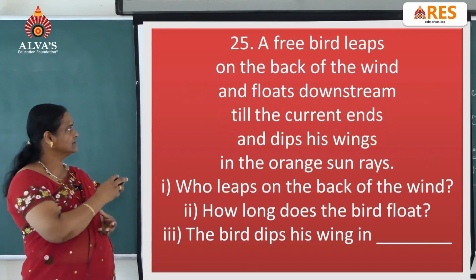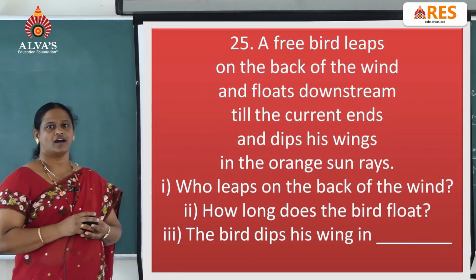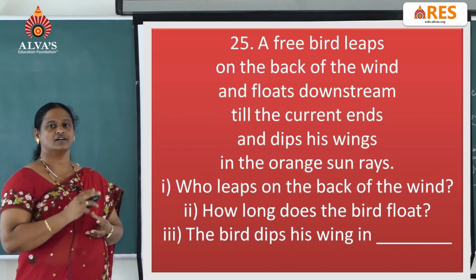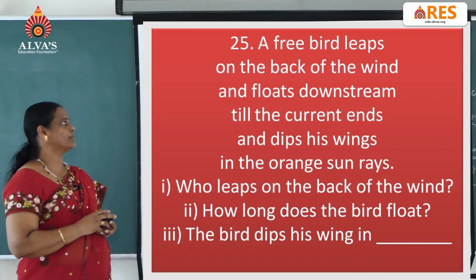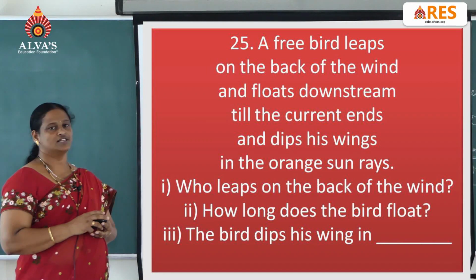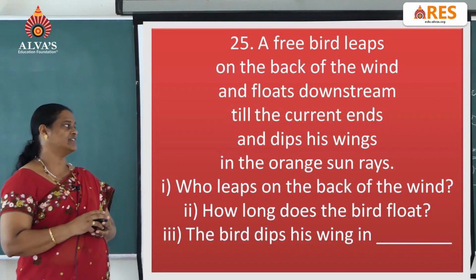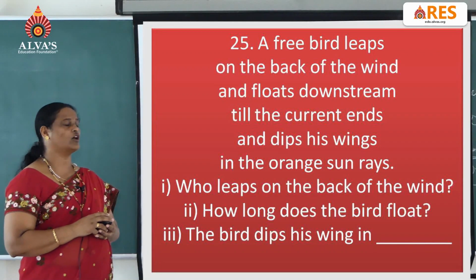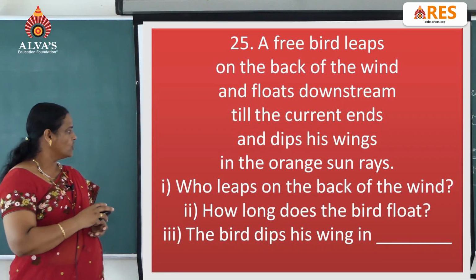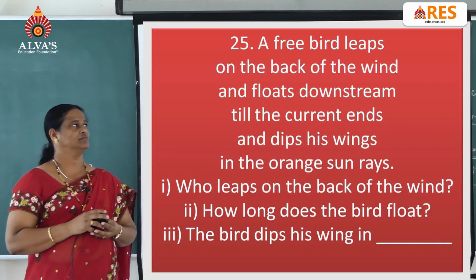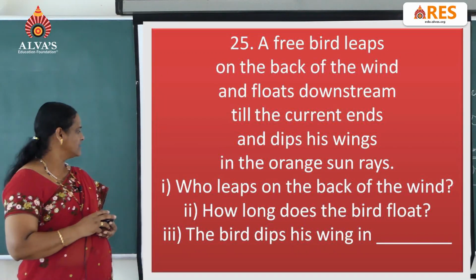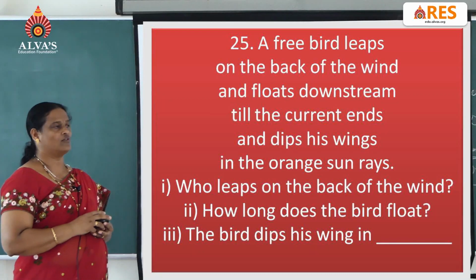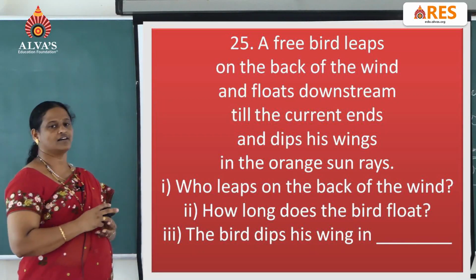And the present lines are taken from I Know Why the Caged Bird Sings. A free bird leaps on the back of the wind and floats downstream till the current ends and dips his wing in the orange sunrays. Who leaps on the back of the wind? The answer is there in the first line itself, a free bird. How long does the bird float? That is, till the current ends.